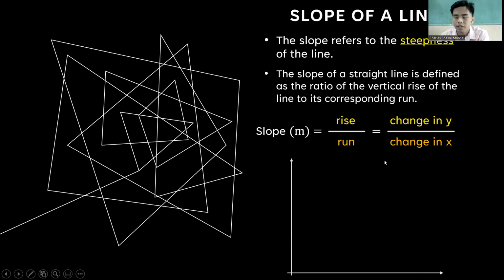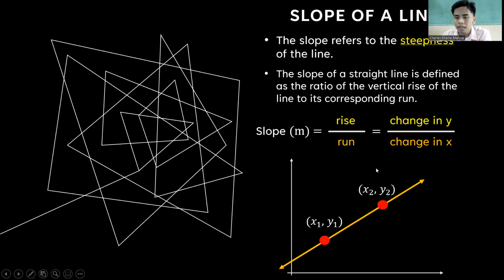Pag sinabi nating rise, this is the change in y or sa y-axis natin. Okay, so let's see here. And pag sinabi nating run, this is the change in x or sa x-axis natin. Okay, so let's see the illustration here. So for example, this is our slope. And meron tayong point x sub 1 and y sub 1. And for the second point, we have x sub 2 and y sub 2.